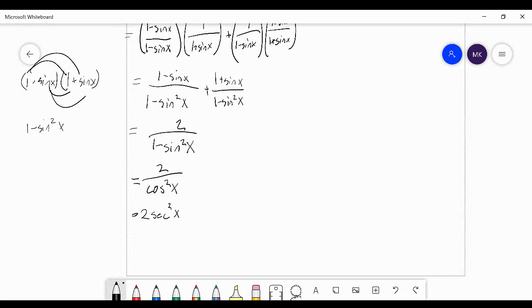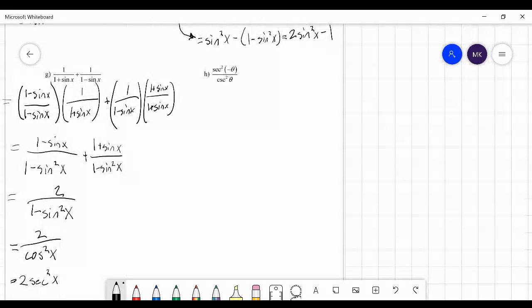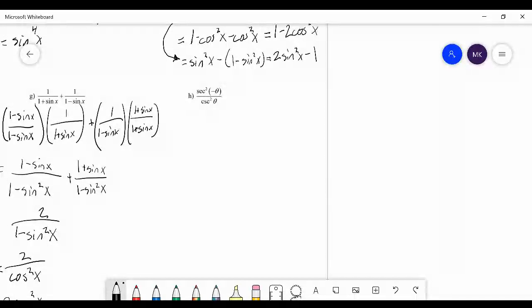Because 1 over cosine squared is secant squared. Let's look at this. Not too bad. All right, guys. One more. We're almost there. Bear with me. We can do it.